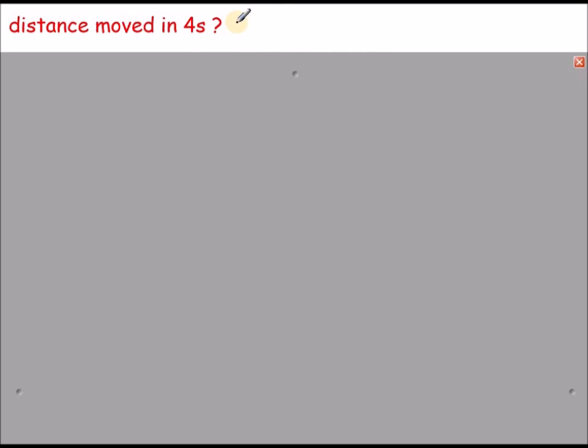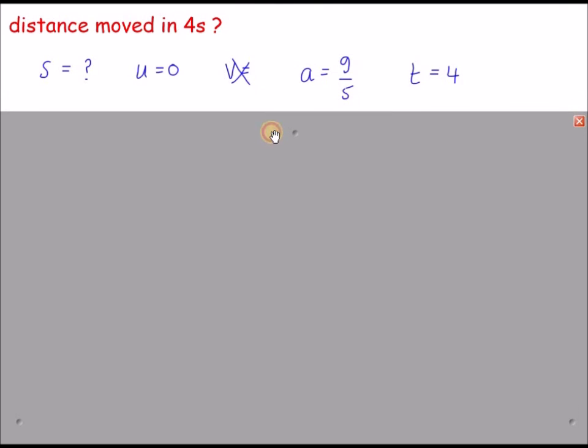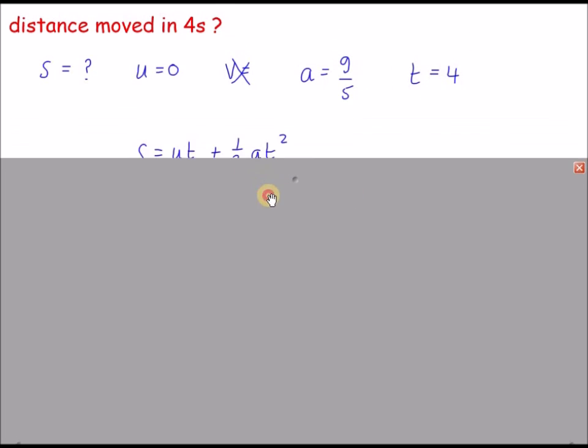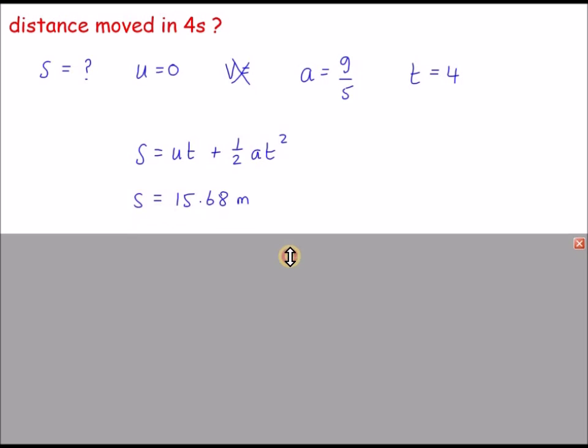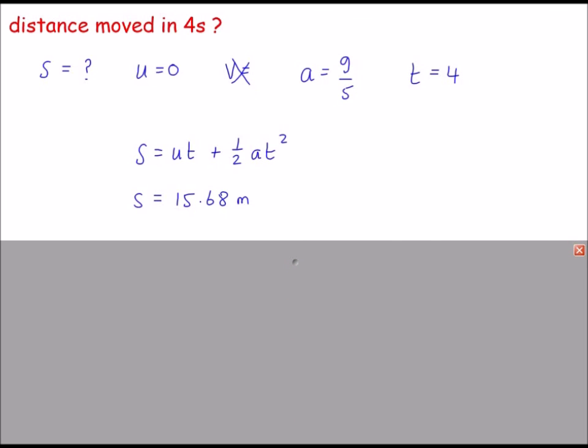Now remember that the acceleration was a constant, so SUVAT formulae can be used. So the distance moved in 4 seconds. So we're after s. Initially the system was at rest. We don't need the final velocity. We have the acceleration, that's the exact value of the acceleration, and t is equal to 4. So we need a SUVAT formula that doesn't have v in there. So this one, substitute the values in, 15.68 meters.